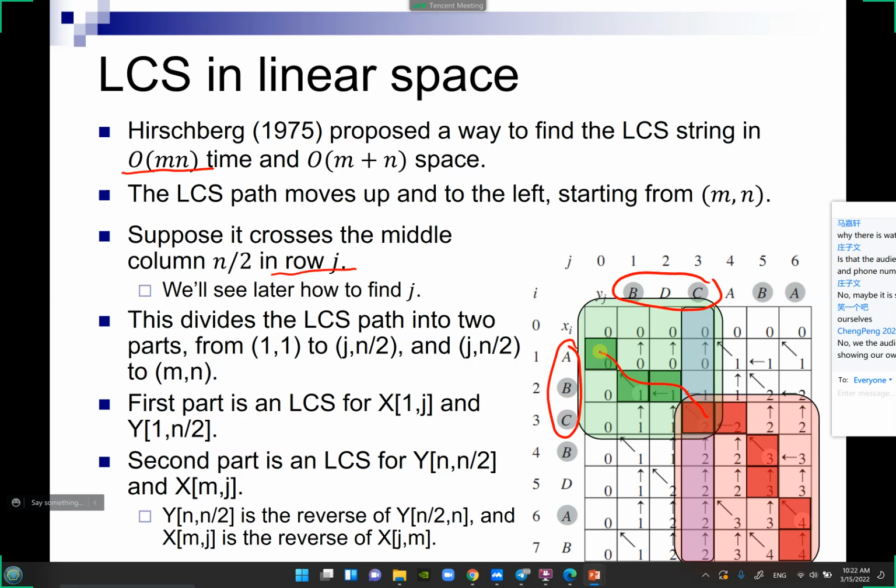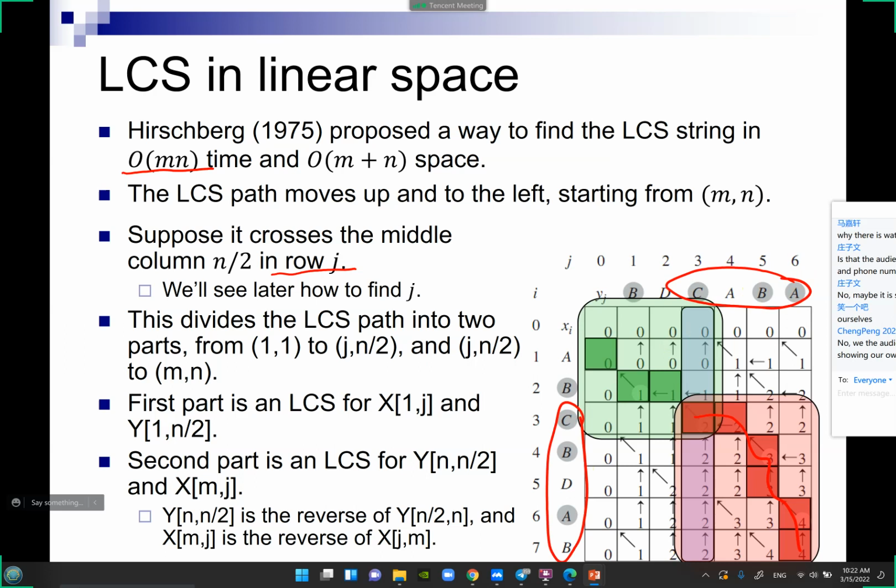And you see that this path corresponds to an LCS of this part of X and Y, the LCS being B and C. All right, and the same thing happens in the red matrix. In the red matrix, this red path is going to correspond to an LCS of this substring of X and Y, the CBA part.